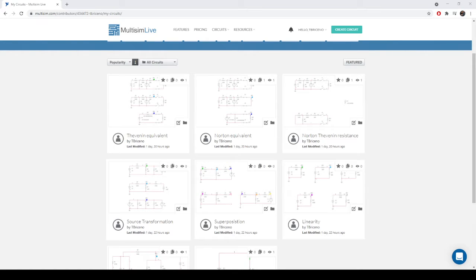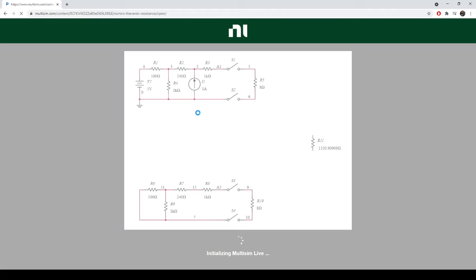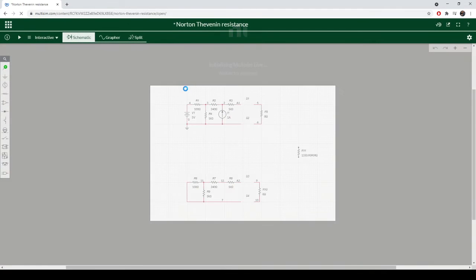All right, everybody, our next concept we're going to talk about is Norton-Thevenin equivalents. And this one's going to take a couple projects to fully explain it, and that's just because of the Multisim Live free account restraints. So I've got this first circuit here, and if we look at it, I've got several resistors, a current source, and a voltage source.